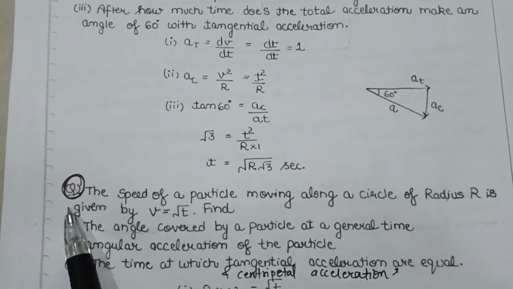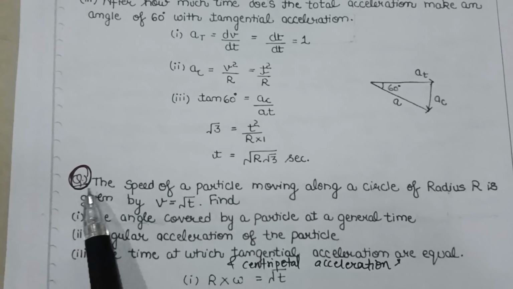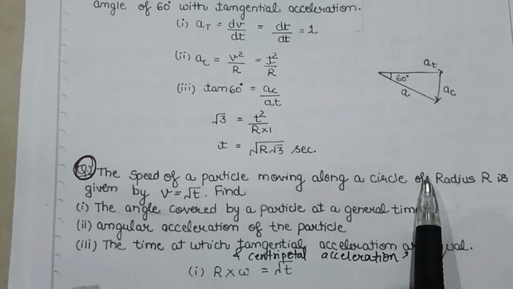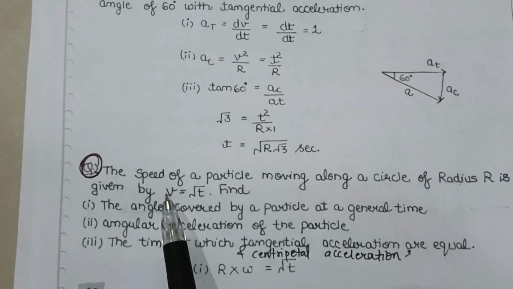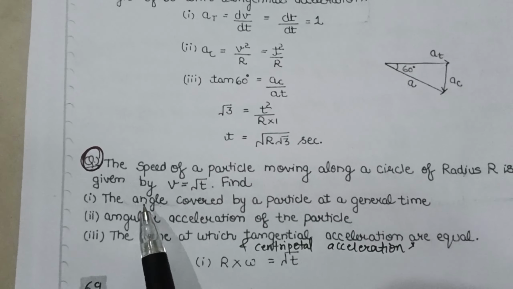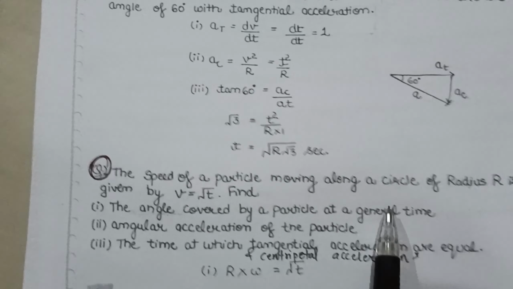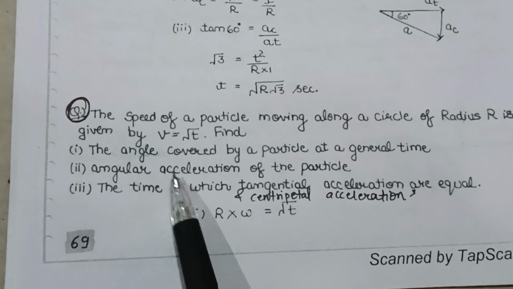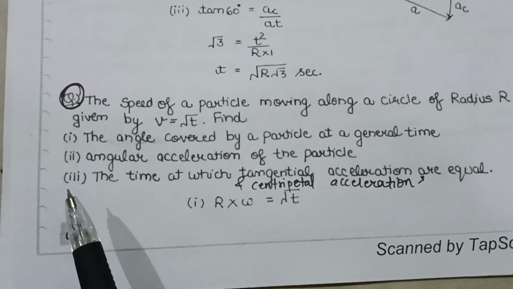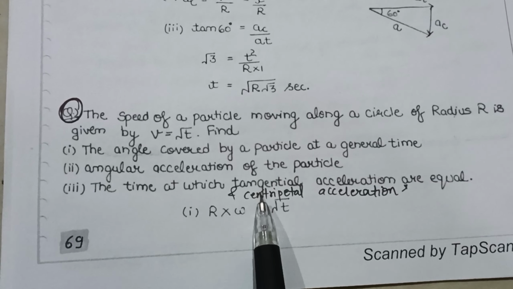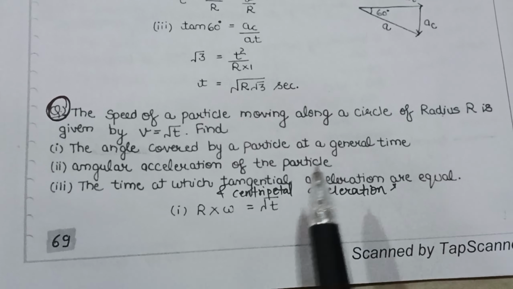Now let's move on to the next question. The speed of a particle moving along a circle of radius r is given by v is equal to under root of t. First, we have to find the angle covered by the particle at a general time. The second question is to find the angular acceleration of the particle. The third question is the time at which the tangential acceleration and the centripetal acceleration are equal.